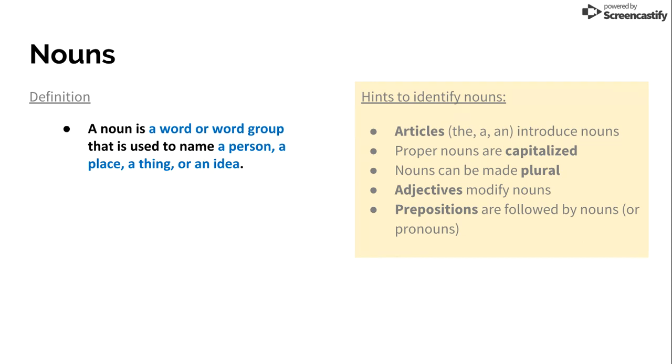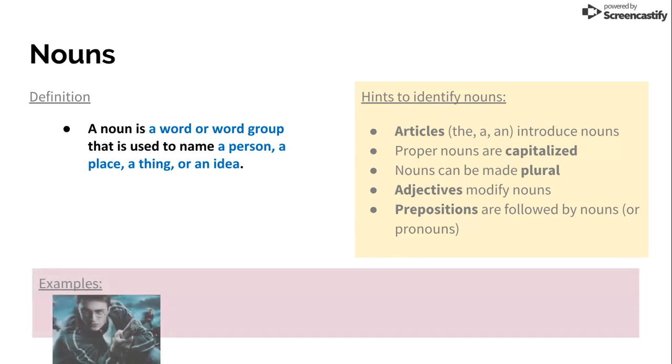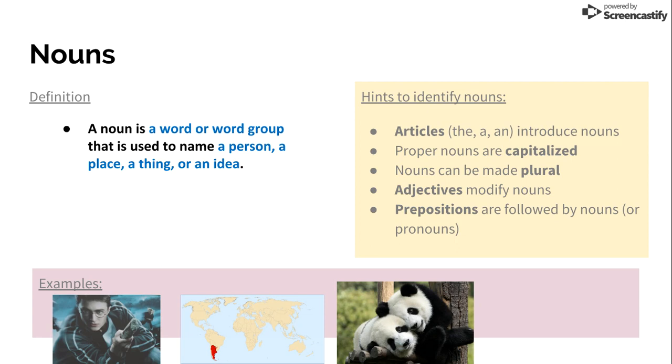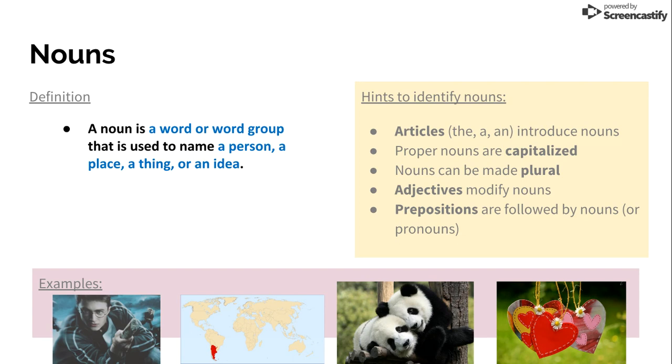Here are some examples of some nouns. So when we are referring to a specific person like Mrs. Dusto or Harry Potter, that's a proper noun. If we're referring to a specific place like Arapahoe High School or maybe Argentina, that's another proper noun. We also have common nouns that don't refer to specifics. So we could talk about a toothbrush or a panda. And those are both things. Finally, we could also talk about common nouns that are abstract ideas. So like freedom or love would be a good example of that.